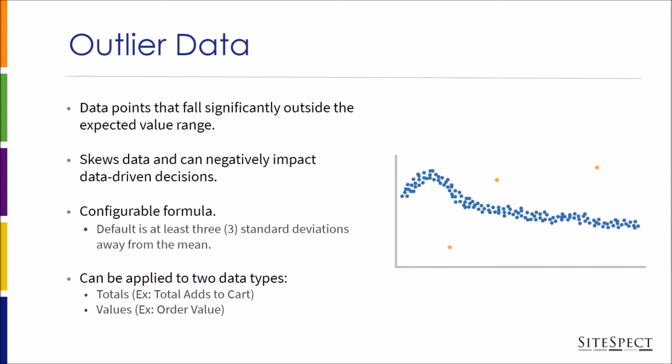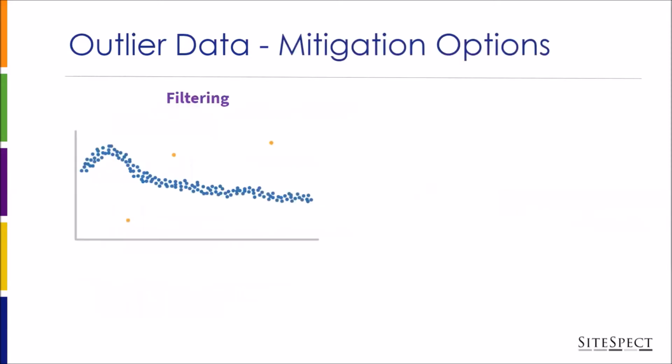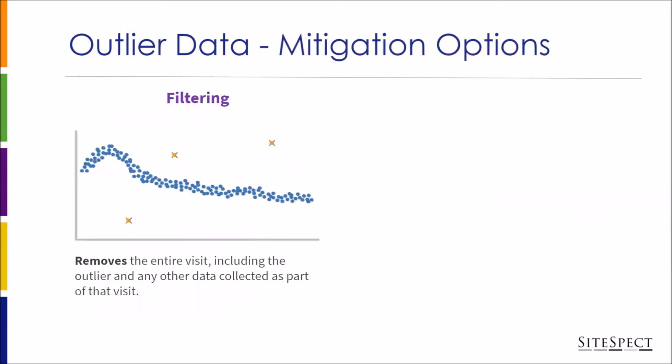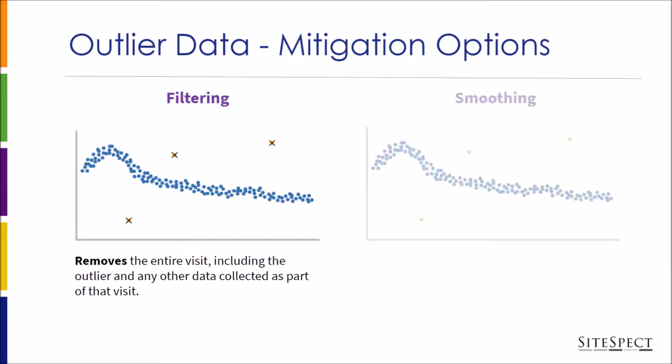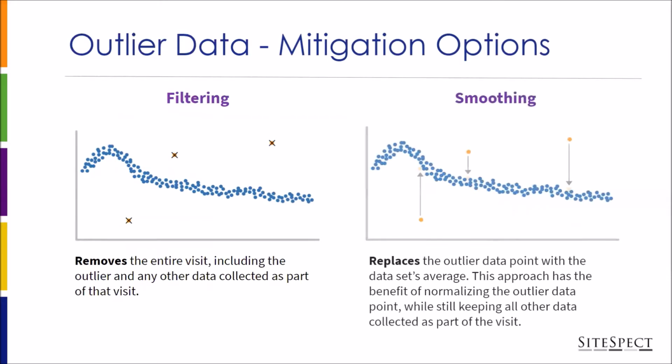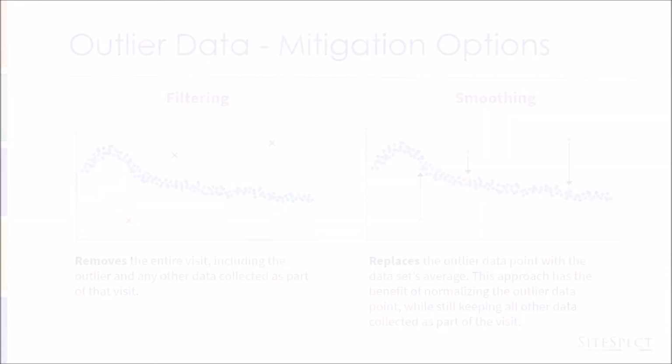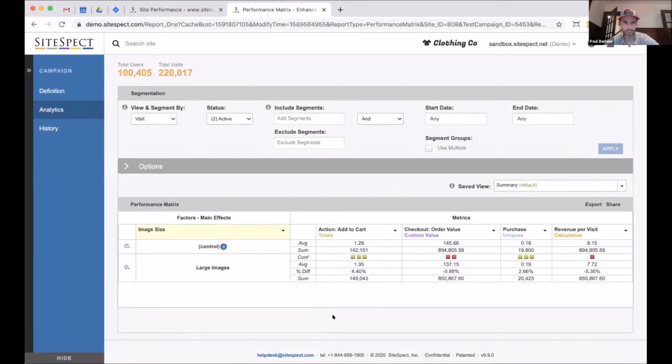Once we identify an outlier or several outlier data points, there are 2 options for dealing with them. Filtering removes the entire visit, including the outlier and any other data collected as part of that visit. Smoothing replaces the outlier data point with the dataset's average. This approach has the benefit of normalizing the outlier data point while still keeping all other data collected as part of the visit.